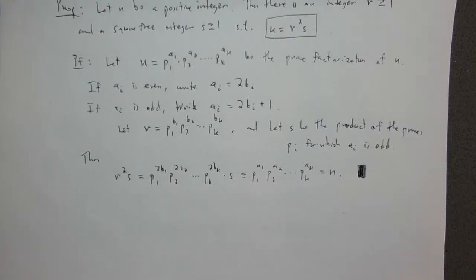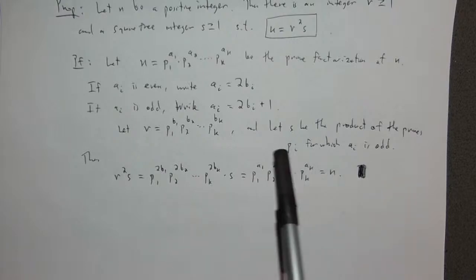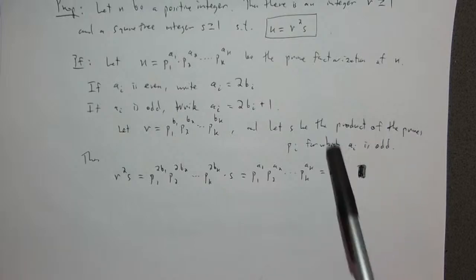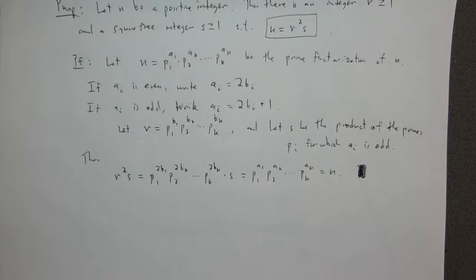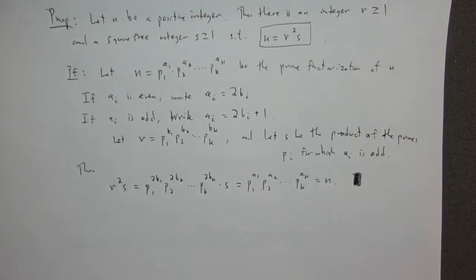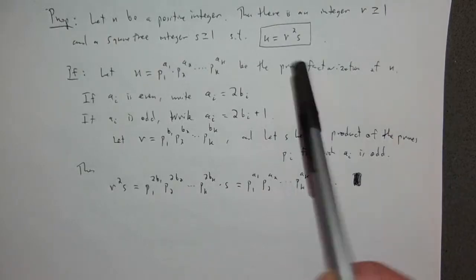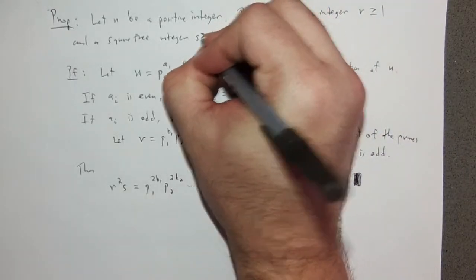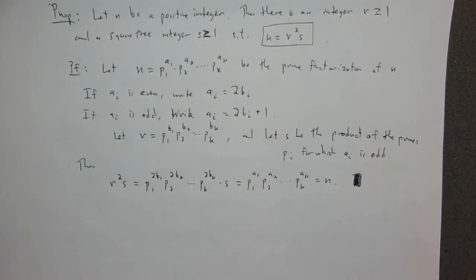It might be a little confusing when you look at this and say s is the product of the primes for which a sub i is odd. If none of them is odd, then you can just set s equal to 1. That's fine too. Why is that fine too? This is something I didn't address when I wrote down the definition. So the question is, is 1 square free? And we say, yeah, 1 is square free. So if 1 is square free, then s being equal to 1 is fine here. I should have mentioned that before, that 1 is an example of a square free integer.